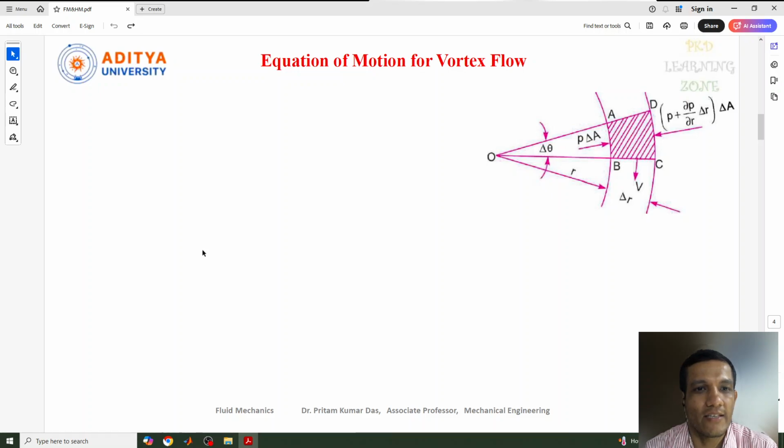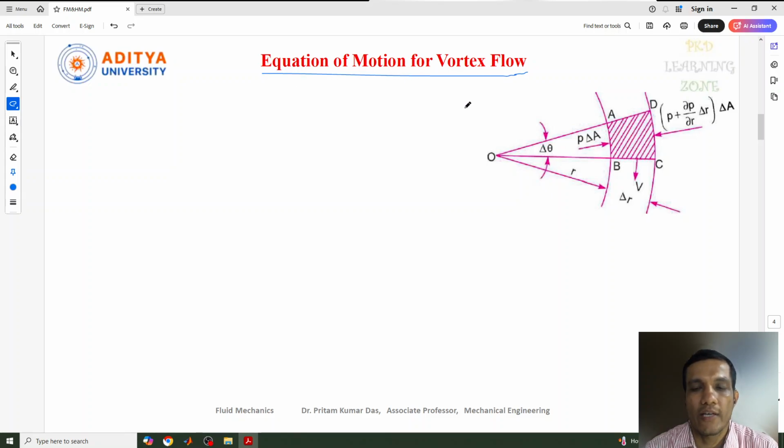In this lecture, we'll discuss the equation of motion for vortex flow. In our previous lecture, we already discussed the concept of vortex flow and the types of vortex flow. We have seen that vortex flow is of two types: one is free and the other is forced. Here we'll discuss only the equation of motion for vortex flow.